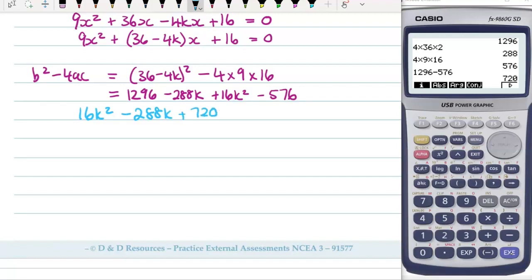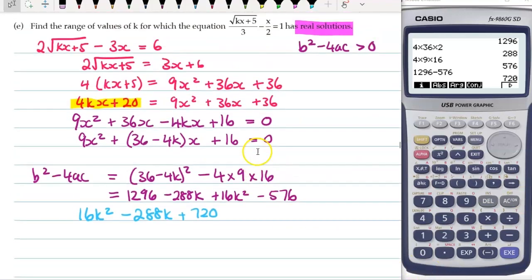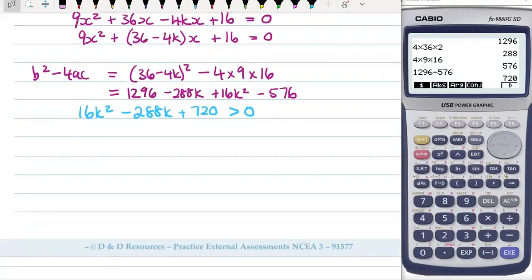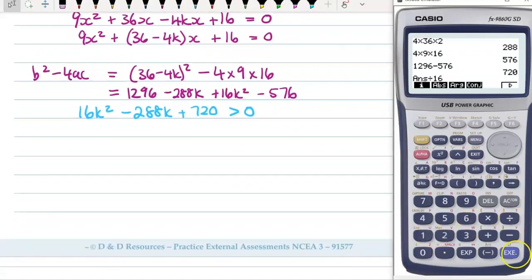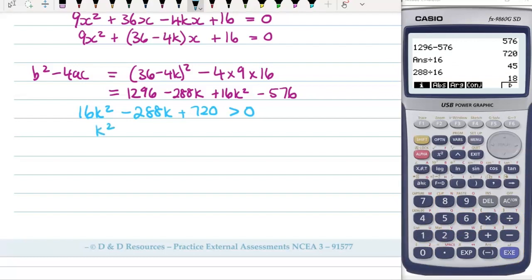And we want to make it real, remember? So if we go up to the top of our question here, we're making that greater than 0. Now that looks to me like everything will divide through by 16, so I'm just going to check that. Yeah, we've got a 45 on the end. 288 divided by 16 works as well. So this will be k squared minus 18k plus 45 is greater than 0.